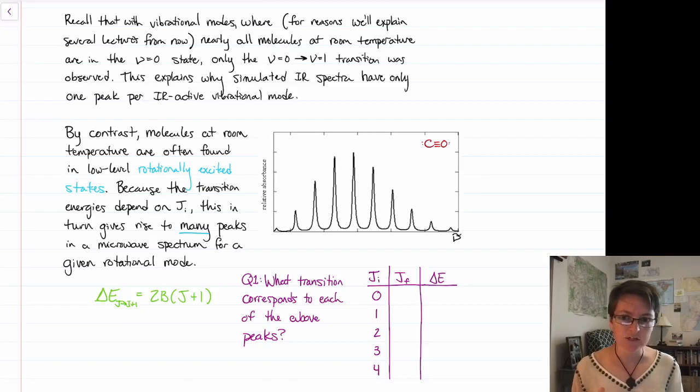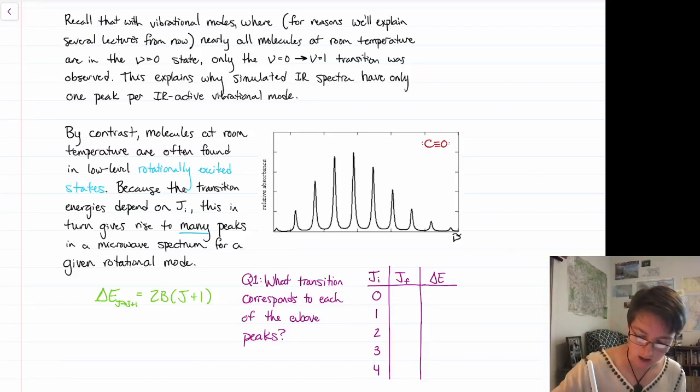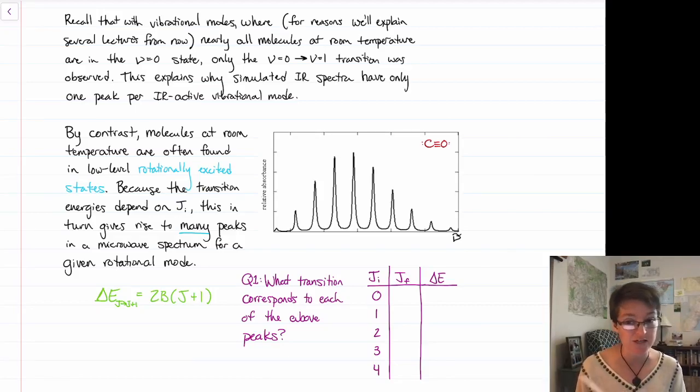But let's try and interpret this spectrum for carbon monoxide shown above with what transitions correspond to each of the above peaks. So go ahead and pause the lecture video and try and fill out this table for J initial, J final, and the corresponding delta E. I'll do the first row for us so that you can see how I'm going to express all these energies in terms of B, not worrying yet about solving for mu and R.